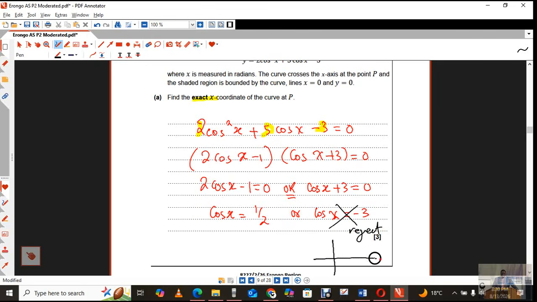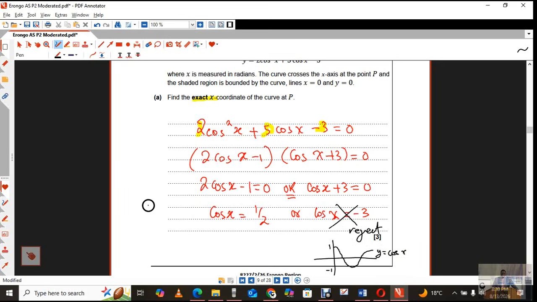Please remember the cosine graph starts at 1, goes down, and comes back. So it goes between 1 and negative 1. So there's no way you're going to have that negative 3, not for this function y equals cos x. So that's why I'm rejecting that. So this is what we're looking for.